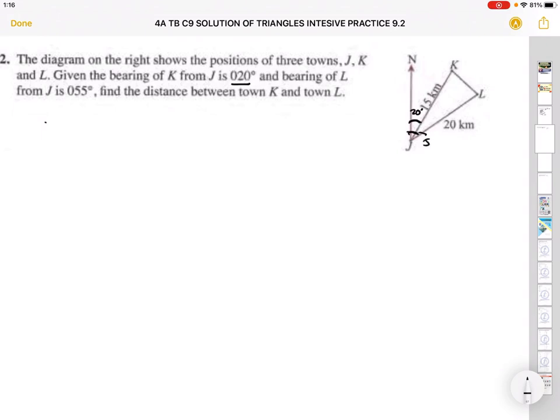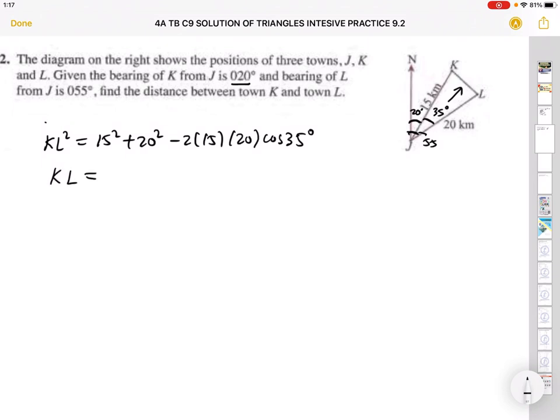Now, if the whole thing is 55, you minus 20, the difference will be 35. And we are finding the distance between town K and L. Okay, so this is pretty straightforward. Again, we can use cosine rule. KL square is now 15 square plus 20 square minus 2, 15, 20 cos 35. Okay, use your calculator, square root this, right?